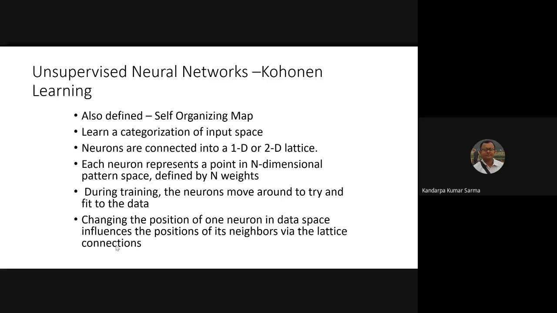You have to learn a categorization of the input space. Neurons are connected to a 1D or a 2D lattice structure. Each neuron represents a point in the n-dimensional pattern space defined by n weights. During the training, the neurons go around trying to fit into the data, and changing the location of one neuron in the data space will force a reorganization of the locations of its neighbors via the lattice connection. So the neuron may move around through the data space and do a regrouping, a reorganization of the network structure.